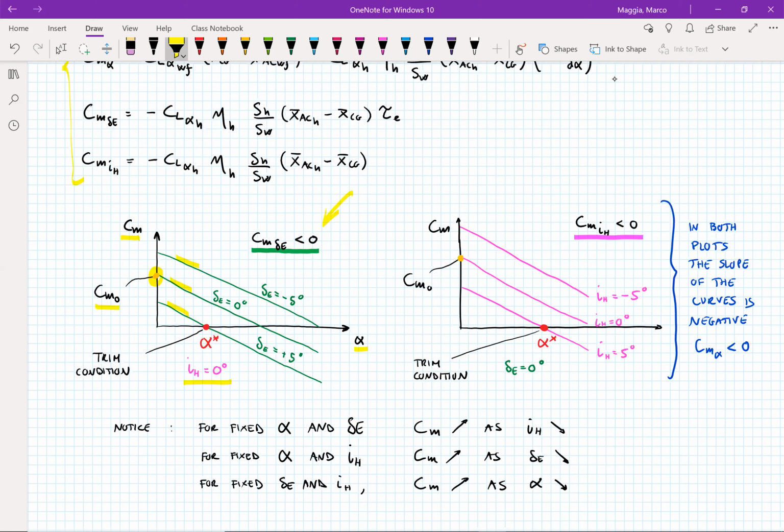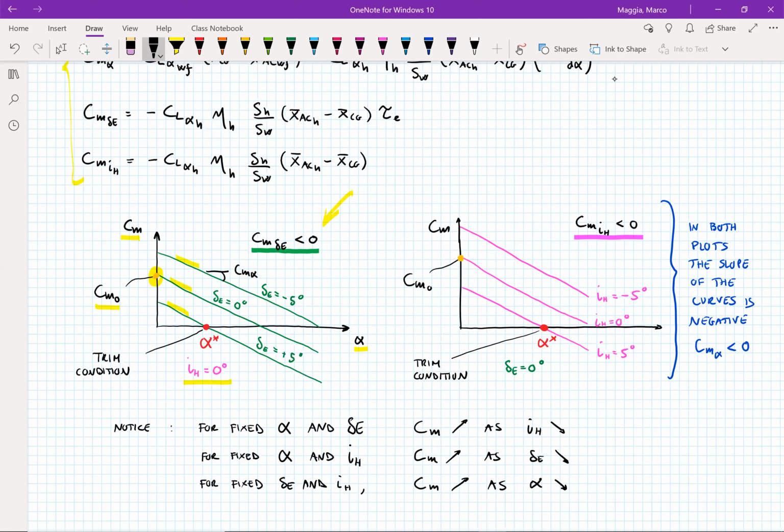Each of these three curves has a negative slope. It's because as alpha increases, Cm decreases, and the slope is nothing but Cm alpha. And we expect the slope to be negative because Cm alpha has to be negative for static stability.